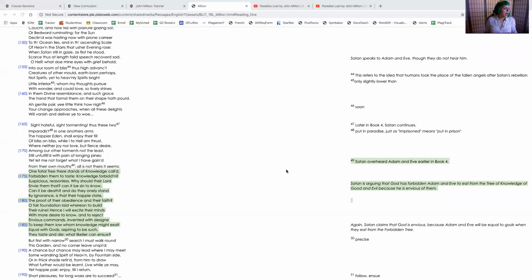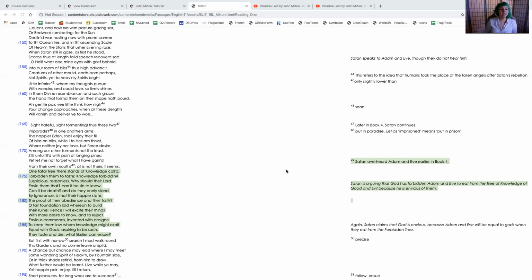So the question: how does Satan justify his decision to entice Adam and Eve to eat from the tree of knowledge? Support your answer with textual evidence. He justifies his decision because he thinks it's unfair that God doesn't want them to be equal. The fact that he doesn't want them to have the knowledge is suspicious, right? And that's how he's trying to do it. Then we have this footnote over on the side here: Satan is arguing that God has forbidden Adam and Eve to eat from the tree of knowledge of good and evil because he is envious of them. And so this is the example really here.